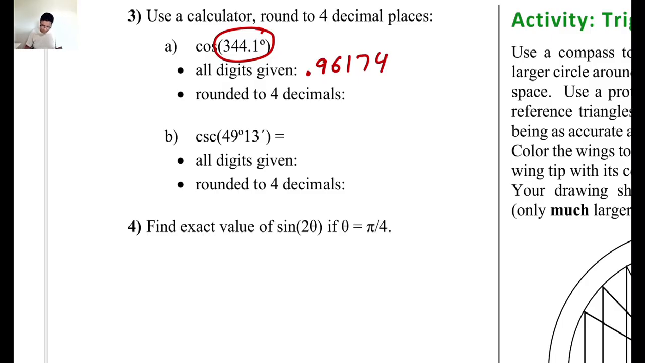0.96174. I said all digits, but we don't need more than that to round to 4 decimals. Why? Because that would be 0.9617. The next digit is less than 5, right? So you just drop it.